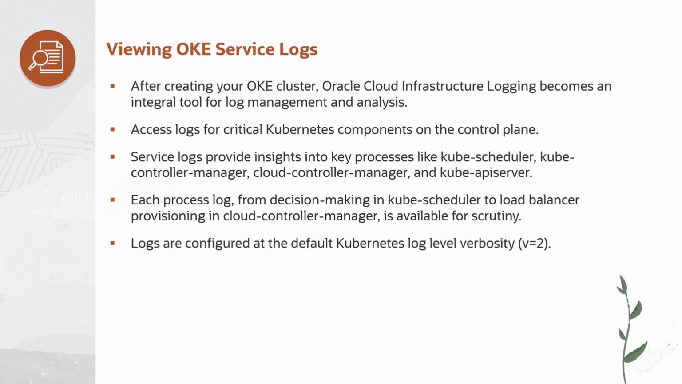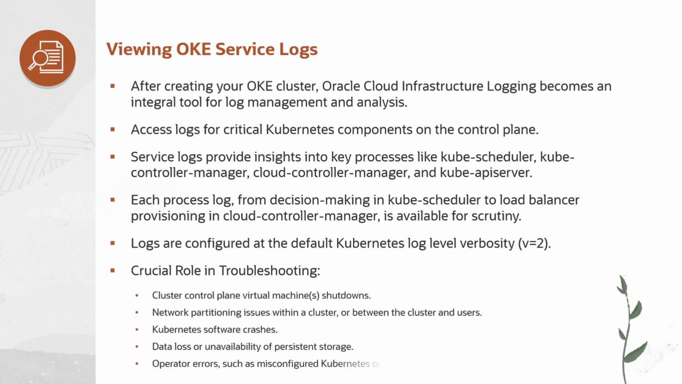These logs, configured at the default Kubernetes log level verbosity, provide steady state information and essential messages signaling significant changes in the system. Now let's discuss why these service logs are crucial. They become invaluable when troubleshooting issues such as cluster control plane virtual machine shutdowns, network partitioning problems, Kubernetes software crashes, data loss, or operator errors.